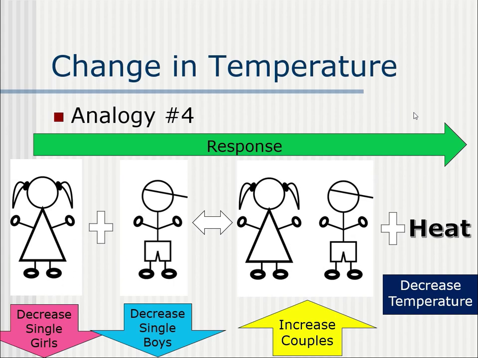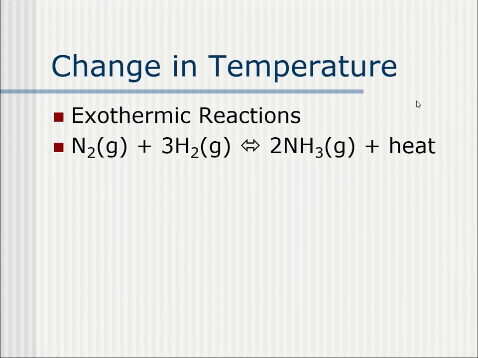Notice what we've done. We've just treated heat as a reactant or a product. If you add a component, it's going to shift away from whatever species you've added. If you remove a component, in this situation heat, it's going to shift in a direction to try to increase that material. In this case, since we decrease the temperature and the heat is on the right, it's going to shift towards the right.